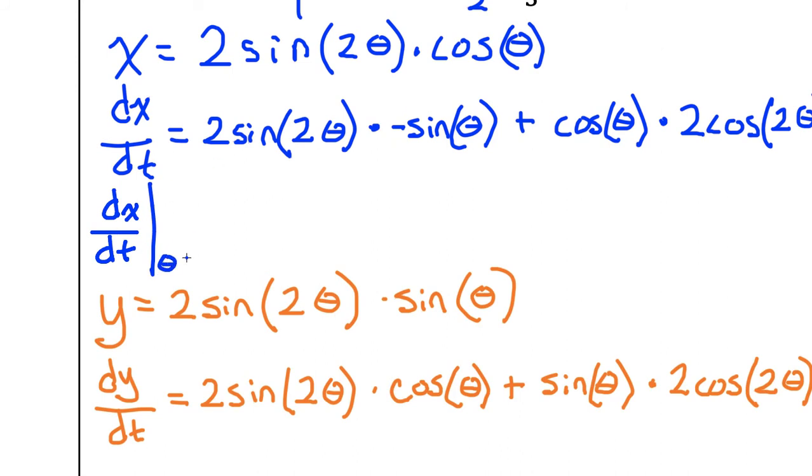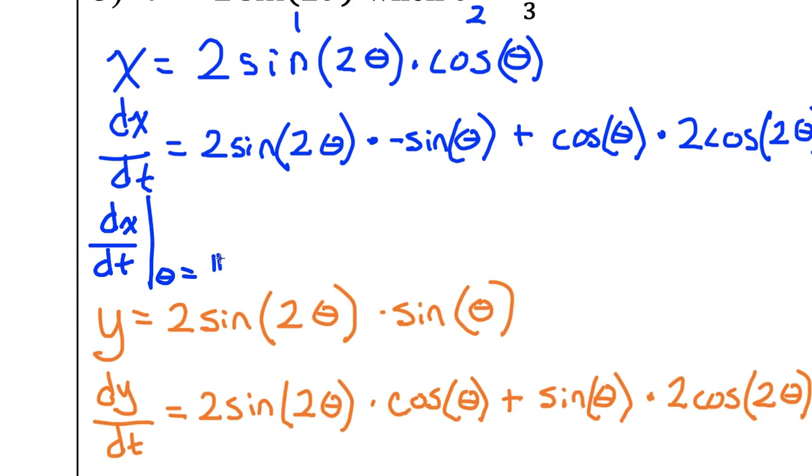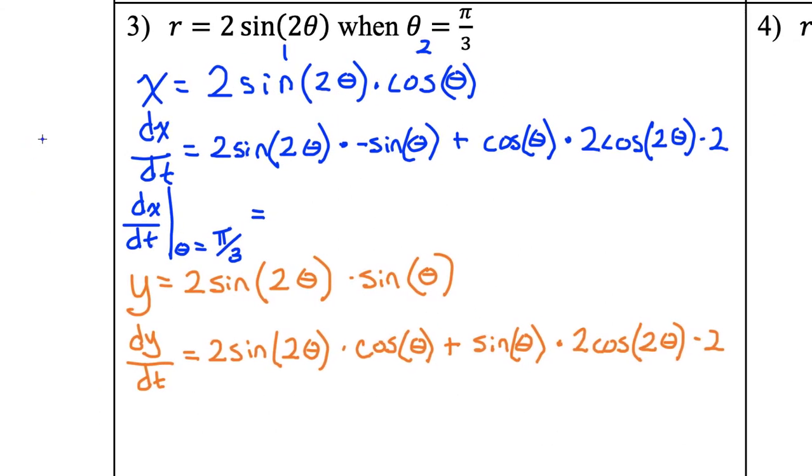Pi over 3. That's equal to what? I'm plugging in pi over 3 here, so sine of 2 pi over 3. Again, 2 pi over 3 and pi over 3. Let me draw out where those are on the side over here. Pi over 3 is right here, and 2 pi over 3 is right here.